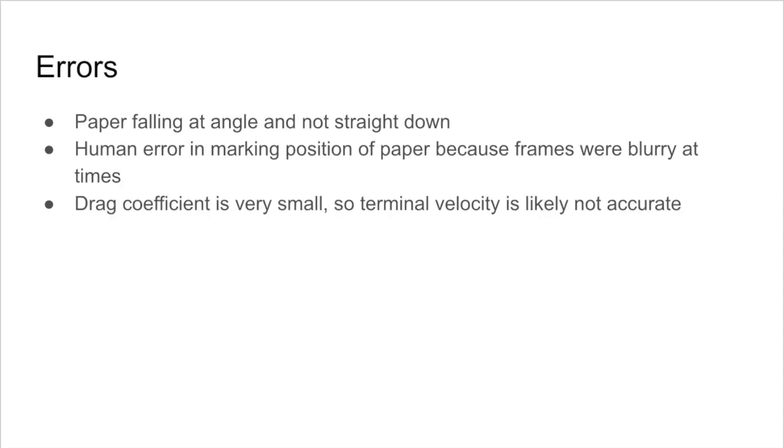Sources of error would be the actual drop of the paper ball, since it did roll off my finger and dropped at an angle. This could have skewed the data in some way since it wasn't falling straight down. There is also error in marking the positions in Tracker, because the frames were blurry at times, so it was hard to mark the exact center of mass. Lastly, the drag coefficient B is very small, likely due to some error in the tracking data, which leads to the terminal velocity and models not being as accurate as they could be.